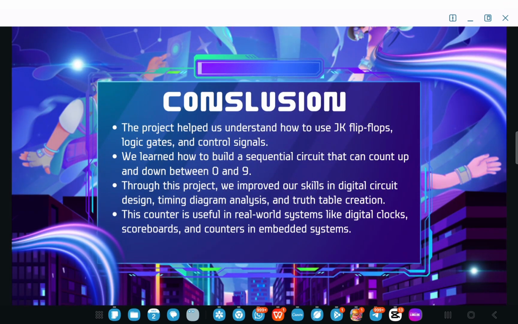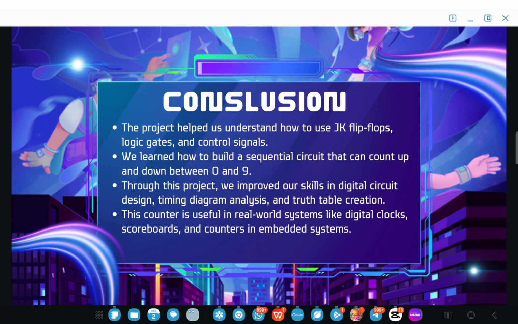In conclusion, the project has really helped us understand how a mode 10 up and down counter works. We learned how to use JK flip-flops, logic gates and control signals to build a working circuit. We also practiced creating truth tables, Karnaugh maps, and Boolean expressions to simplify our logic. This project improved our skill in digital circuit design and made us more confident in analyzing and building sequential circuits.